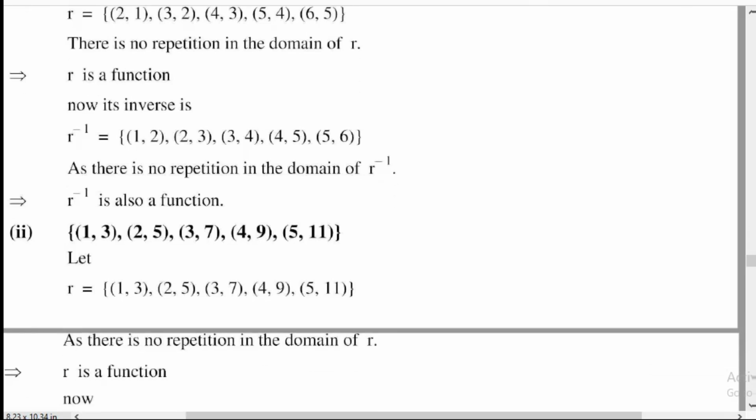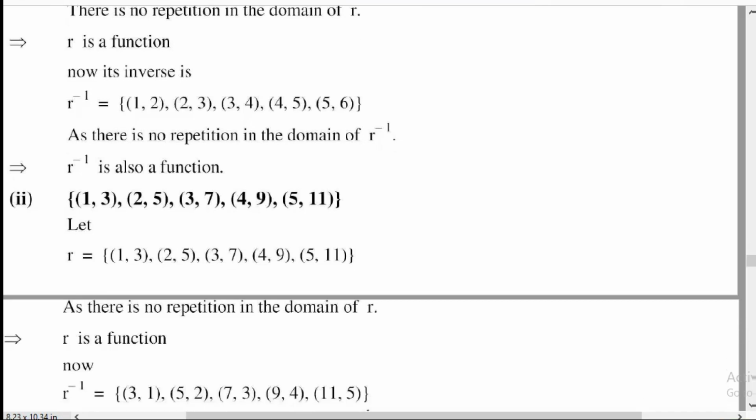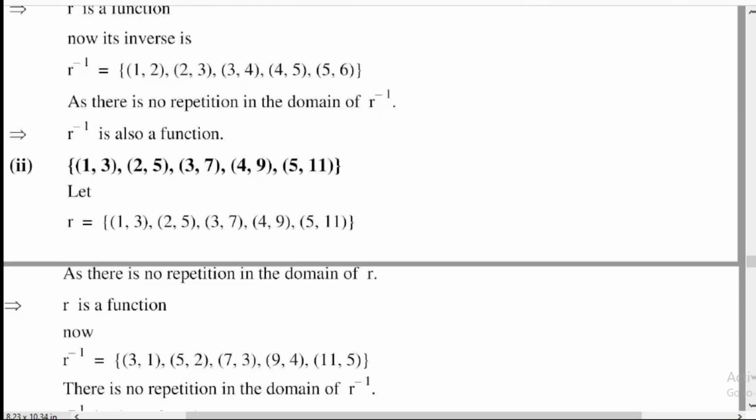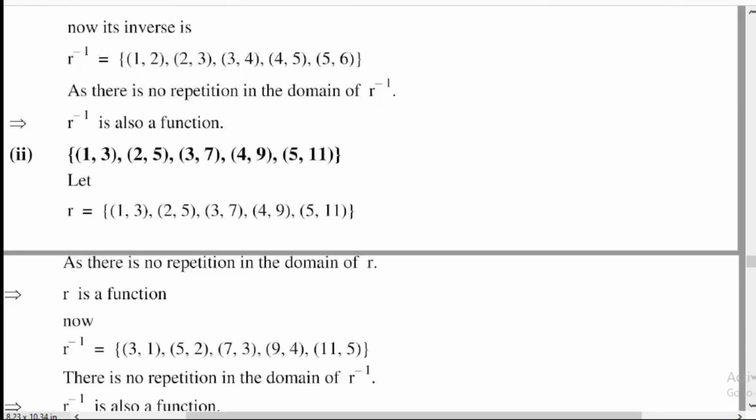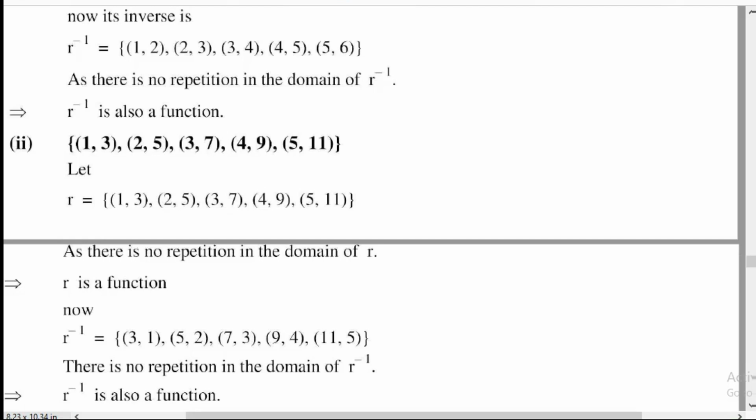R is a function, so for the inverse, interchanging the components of the ordered pairs: (1,3) becomes (3,1), (2,5) becomes (5,2), (3,7) becomes (7,3), (4,9) becomes (9,4), (5,11) becomes (11,5). So this is the inverse. There is no repetition in the domain of R inverse, hence R inverse is also a function.